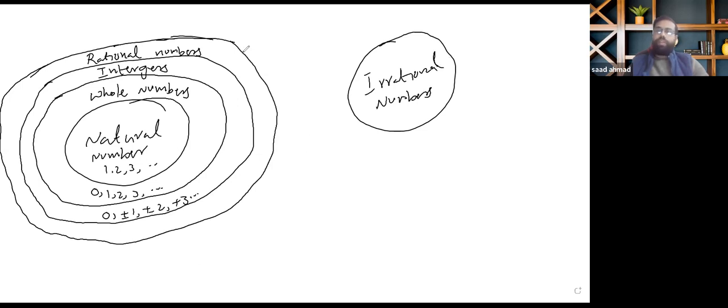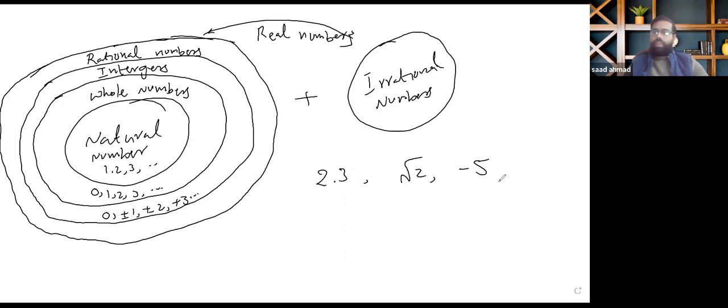Now when we add everything in rational numbers and irrational numbers, they combine to be real numbers. These are all the real numbers. So now let's have a look at some examples and properties of real numbers. For example, 2.3 is a real number, square root 2 is a real number, -5 is also a real number. Any number that you can think of that's not an imaginary or complex number is a real number.